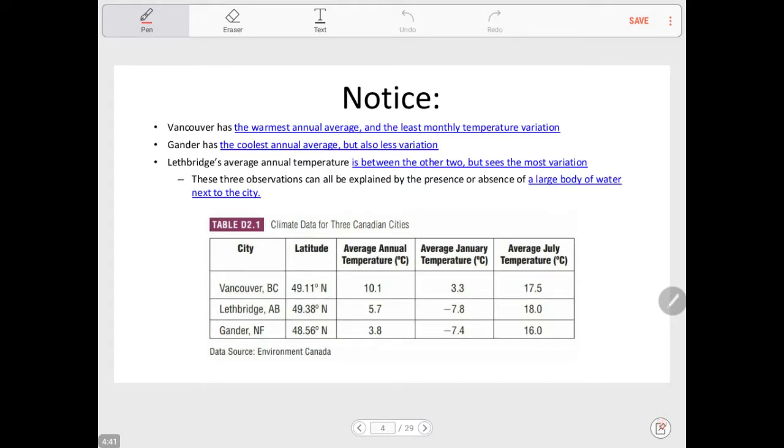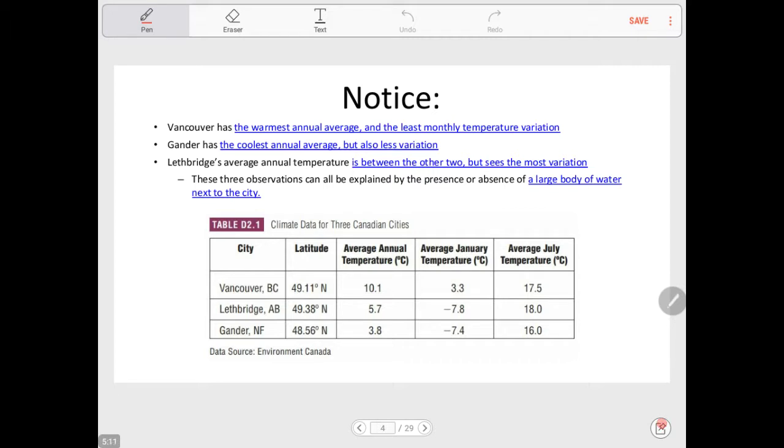This here just kind of recaps. It says Vancouver has the warmest annual average and the least monthly temperature variation. That makes sense. Gander has the coolest annual average, but also less variation. Lethbridge's average annual temperature is between the other two, but it sees the most variation. These three observations can all be explained by the presence or absence of a large body of water next to the city. So here you go.